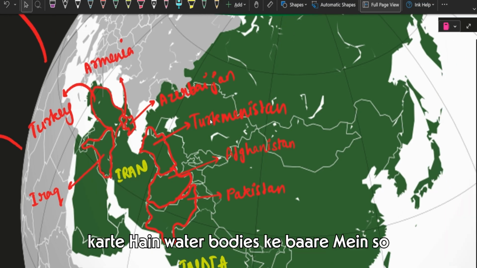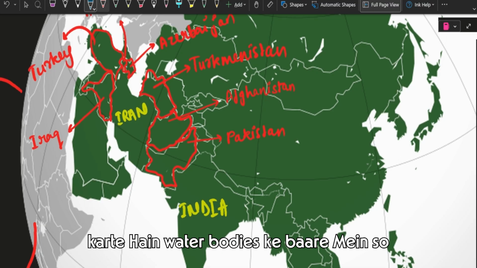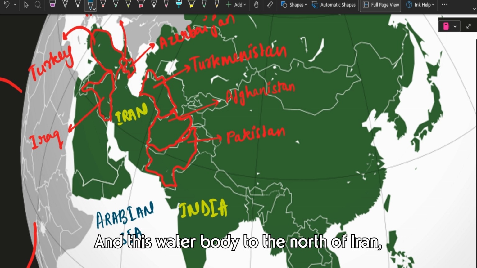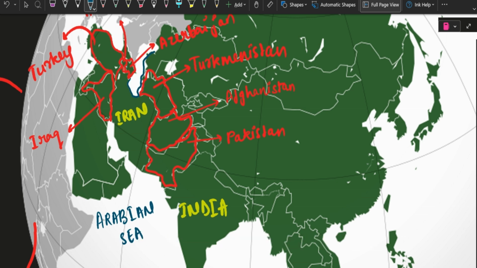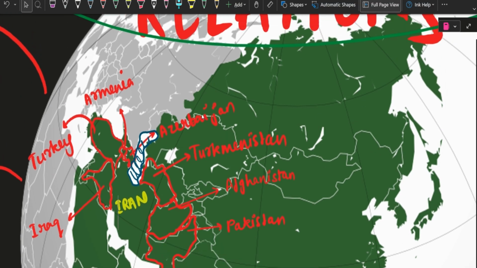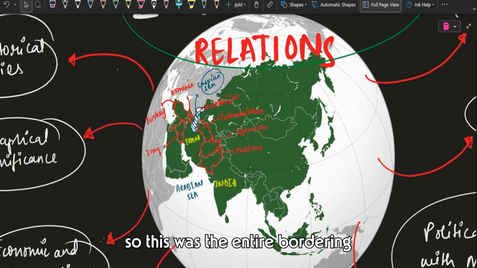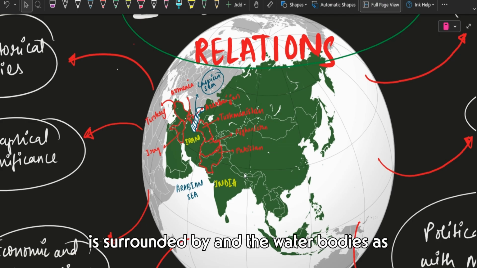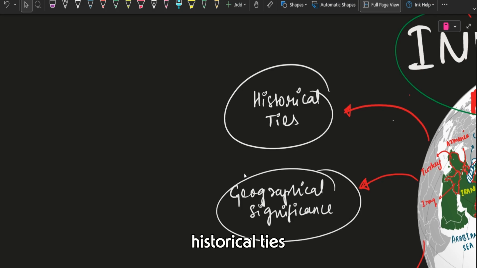ऑलराइट, अब बात करते हैं वाटर बॉडीज के बारे में. सो यहाँ पे जो मेन वाटर बॉडी है, दैट इज द अरेबियन सी, एंड दिस वाटर बॉडी टू द नॉर्थ ऑफ ईरान, दिस इज द कैस्पियन सी. Alright, so this was the entire bordering countries or bordering nations that Iran is surrounded by, and the water bodies as well. Start करते हैं with the historical ties.